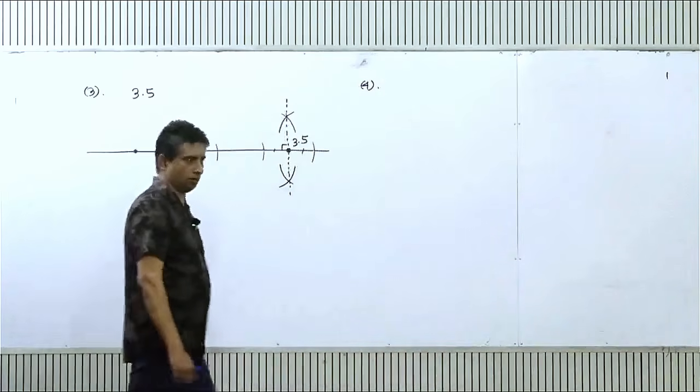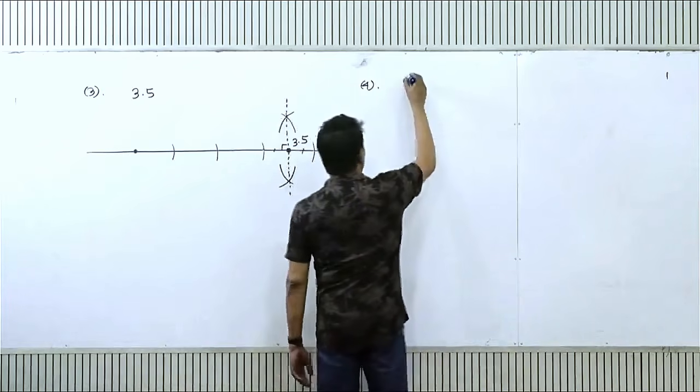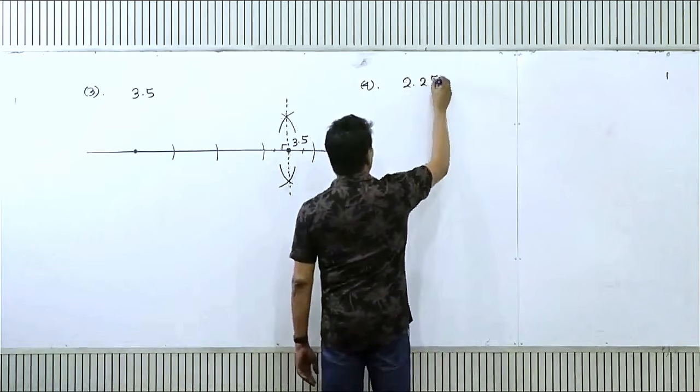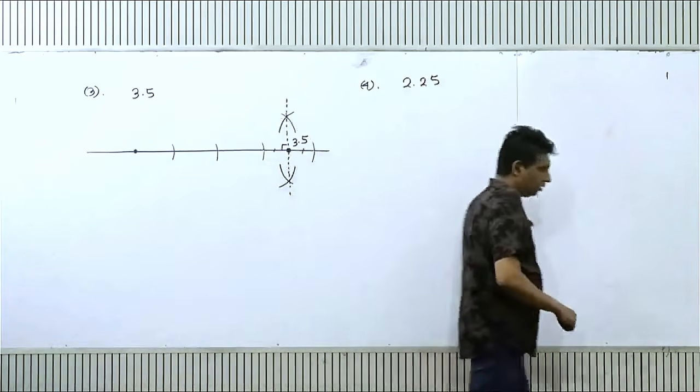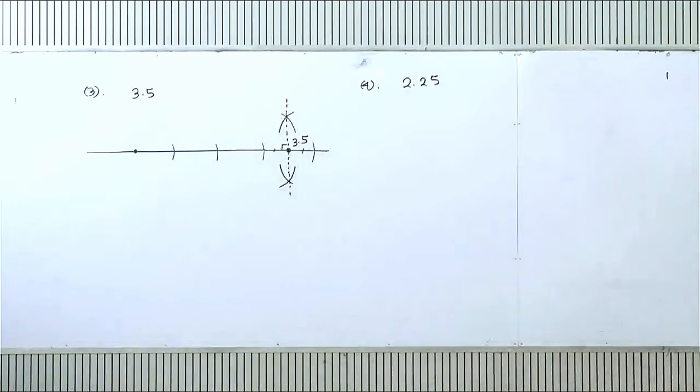Right. Fourth one. You have to represent 2.25. Do it.